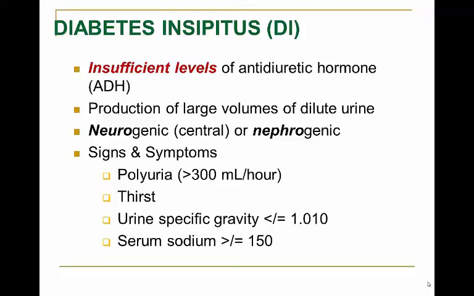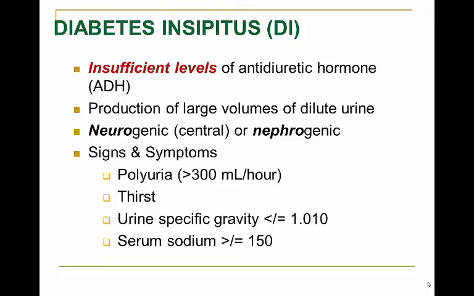Another cause can be nephrogenic, and nephro is kidney. So it can actually be that the renal tubules are insensitive to ADH. That can be congenital, or it can be related to lots of different things: electrolyte disorders, some toxicities, pyelonephritis, inflammation of the kidney. So we have a few different causes of this, but the ultimate signs and symptoms are very similar. We have polyuria.